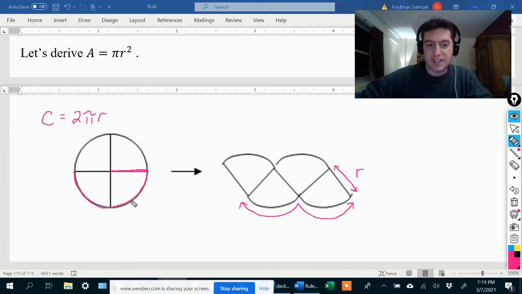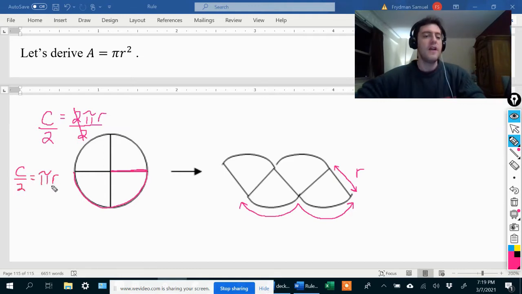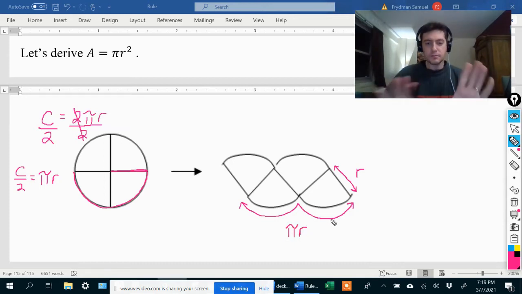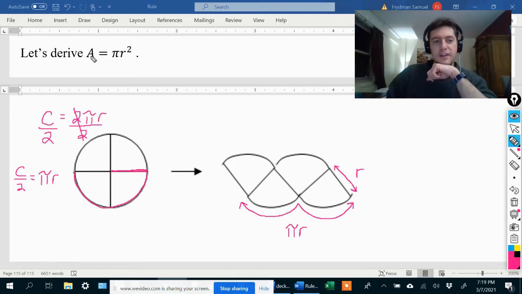But this over here is not the entire circumference of the circle. It's only half of it. So if we take the circumference and divide it by 2, what would we get? We would also have to divide this side by 2. So these 2's over here would cancel. So we would get C over 2 is equal to pi r. So this is telling us that if the full circumference is equal to 2 pi r, then half of the circumference is equal to just pi r. So this part over here would just be pi r, pi times r. Okay? All right. So we still don't know the area of the circle yet, but we're making progress.